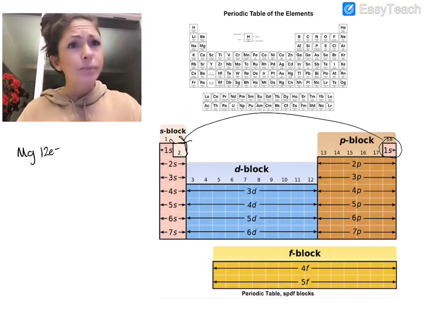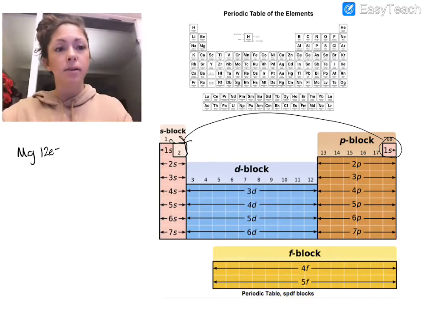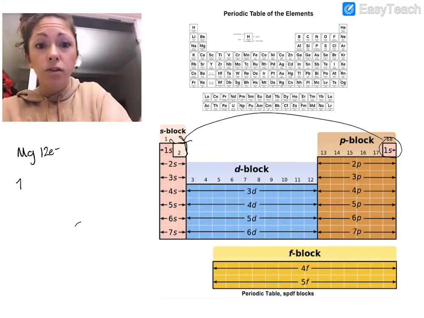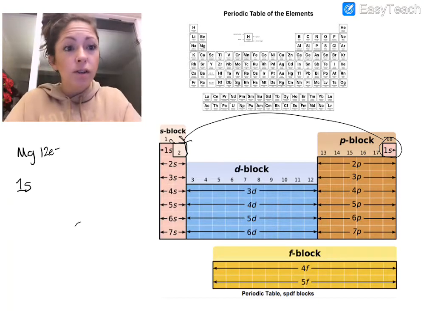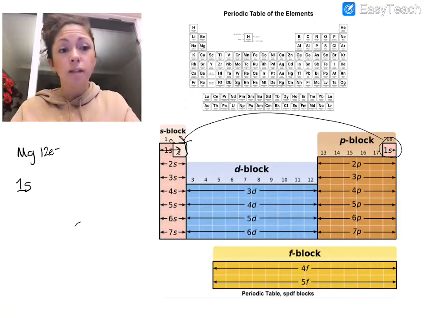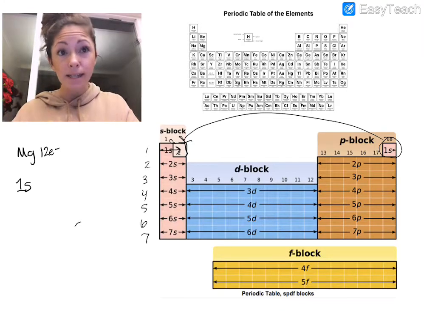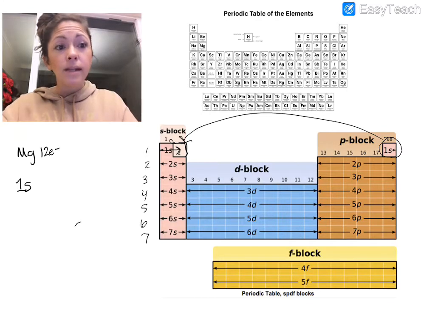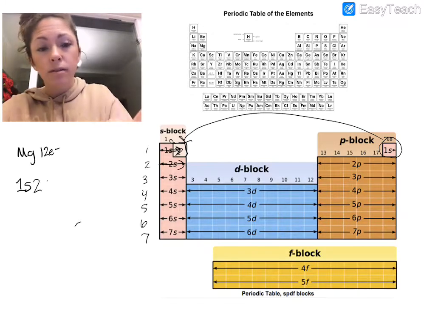Okay, so if I'm going to write out the electron configuration for magnesium, the first thing I'm going to do is write my first sublevel, which is 1s. That's what we always write first. Once I'm done with 1s, I'm done with the first period. So this is period 1, 2, 3, 4, 5, 6, 7, and each one of these represents an energy level. After 1s, we're done with 1s. Now we're going to 2s.